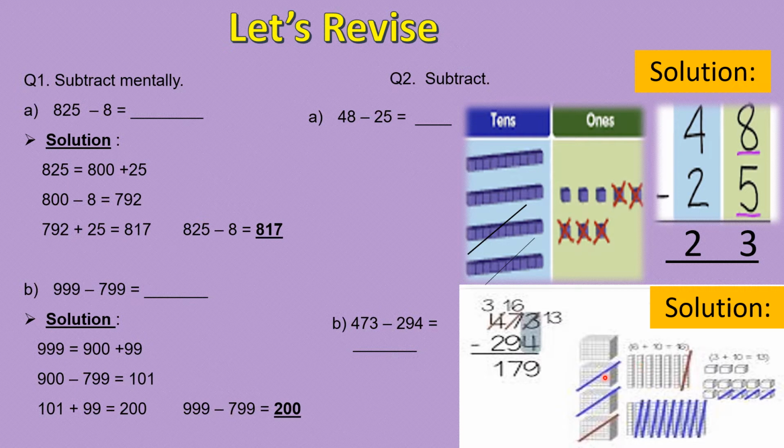I again move to the left side. I transfer 1 hundred to the right side. How many tens is 100? 100 is 10 tens. So now I have 10 tens here and the previous 6 tens. So I have a total number of 16 tens. Now can I cancel 9 tens from it? I can. So I cancel the 9 tens.